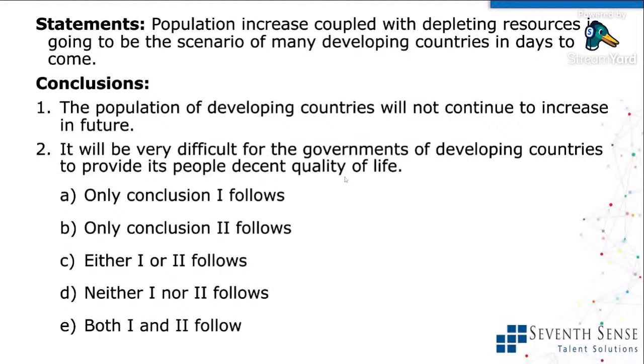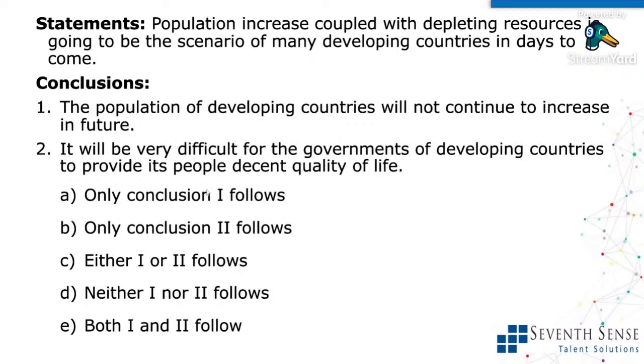Okay, see this. Population increase coupled with depleting resources is the scenario of many developing countries in days to come. Conclusions: The population of developing countries will not continue to increase in future. It will be very difficult for the governments of developing countries to provide their people a decent quality of life. What do you think is the right answer?